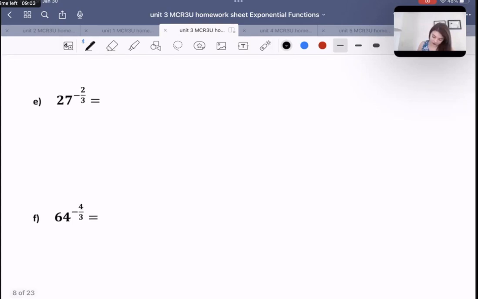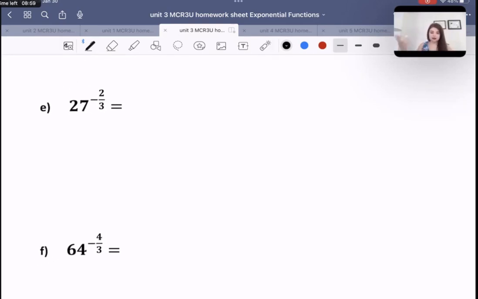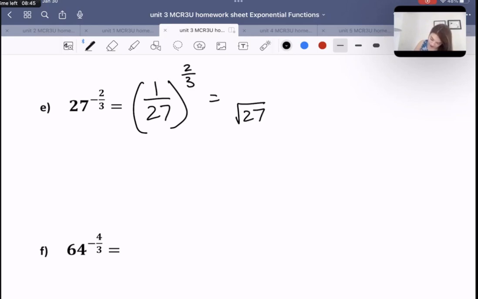Okay, so this first one has a negative. So the very first thing I'm going to do is flip it. So 27 becomes 1 over 27 to the same power, just without the negative. My second step is I'm going to take the root. So this is going to be the cube root of 27, and all of this squared.